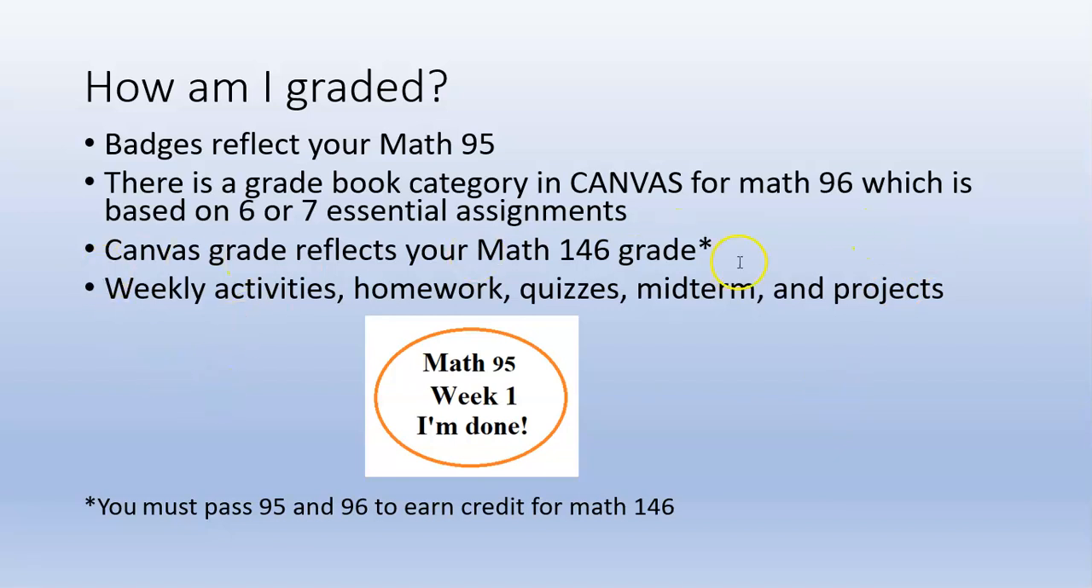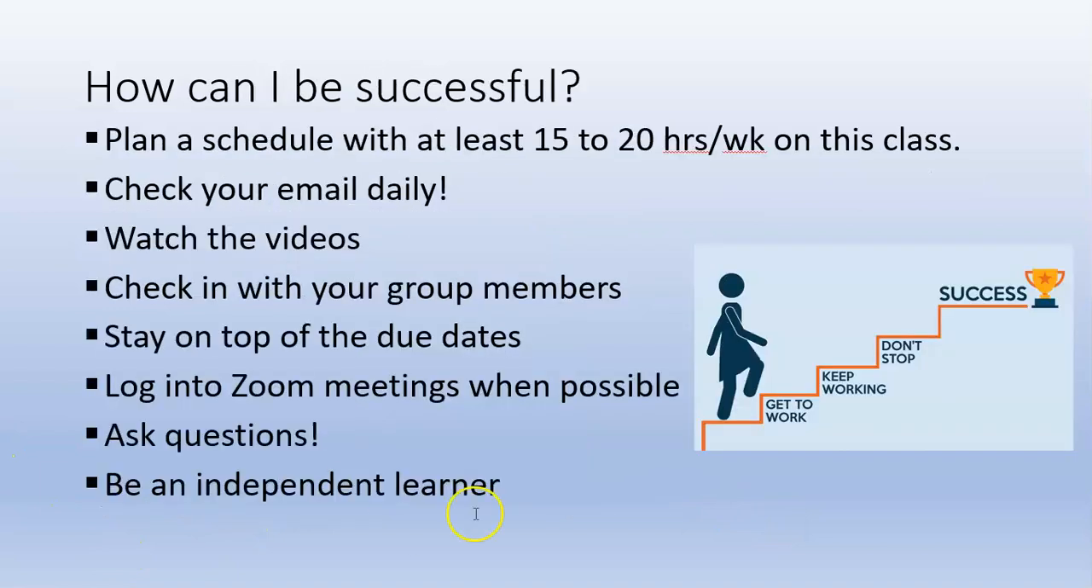And then your grade in Canvas that you see is actually your 146 grade, and you're graded on activities, homework, quizzes, midterm projects, everything. So if you decide you want to complete Math 146, don't forget that you also have to complete those prerequisite courses as well. You can't just decide to do Math 146 by itself. However, you can choose to just do 95 and 96 and not complete the 146. That choice happens in the third week when you get to decide that.